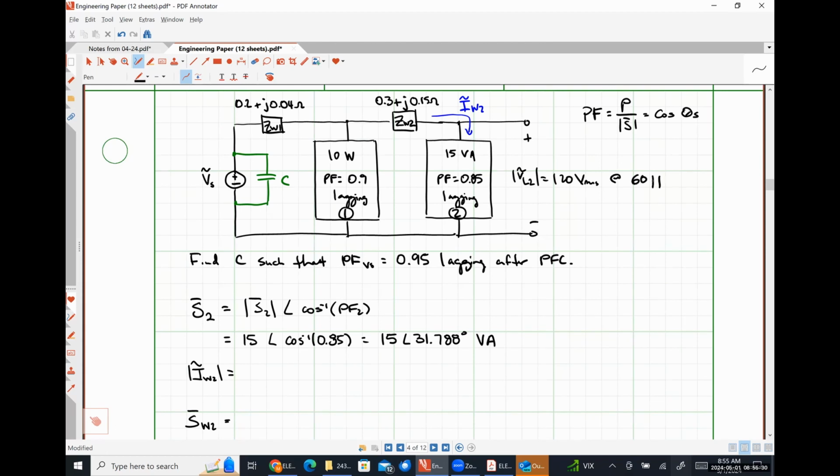And actually, let me add something here. When we finally get around to the capacitor calculation, we're going to need a frequency, and I forgot about that until right now. So just adding it on there. So anyway, I would argue that the magnitude of the current IW2 is going to be the magnitude of complex power S2 divided by the magnitude of VL2.